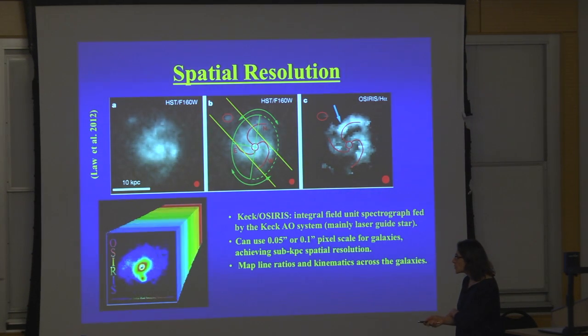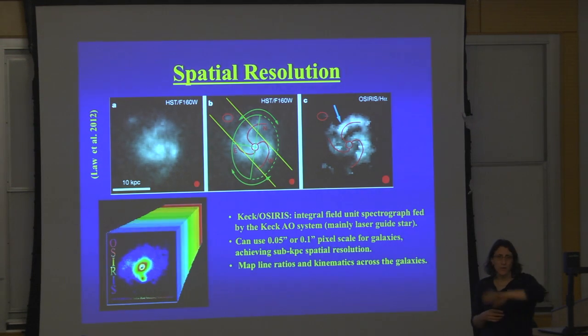But what we're going to do is we're going to use OSIRIS. This is what we call an integral field unit spectrograph fed by adaptive optics. It gives us better spatial resolution. And we're going to try to map the line ratios and the motions in the galaxies, across their faces to get a much more detailed view of what's happening in the interstellar medium of these distant galaxies, okay?